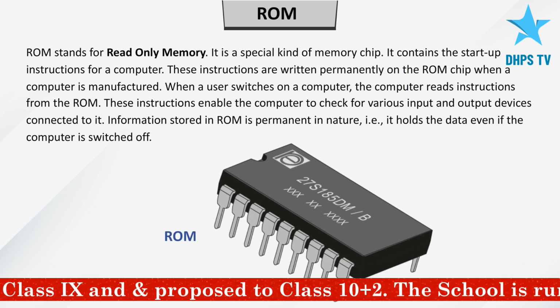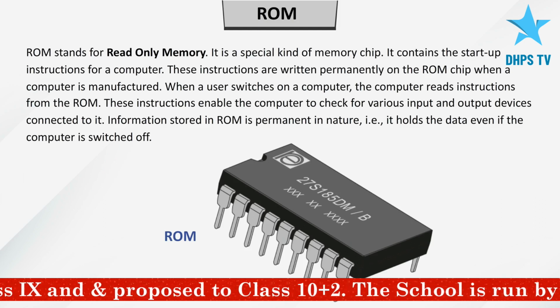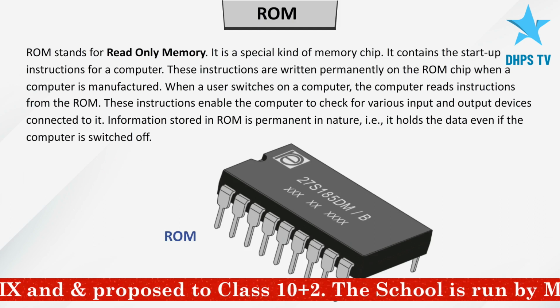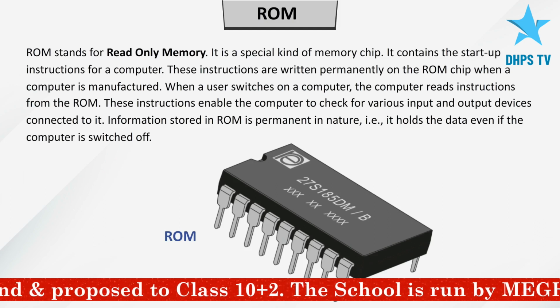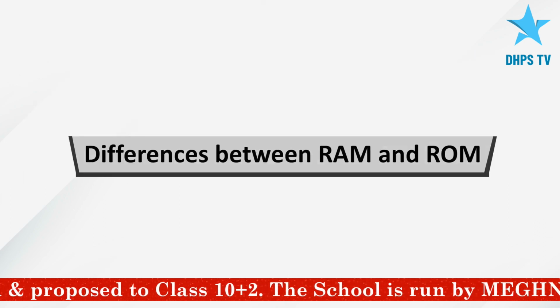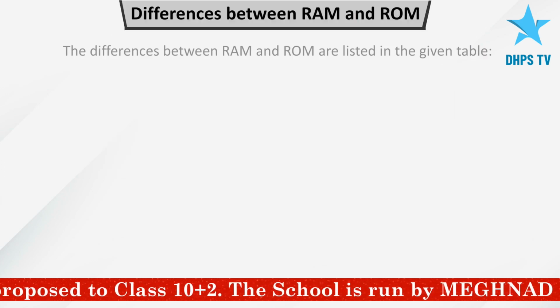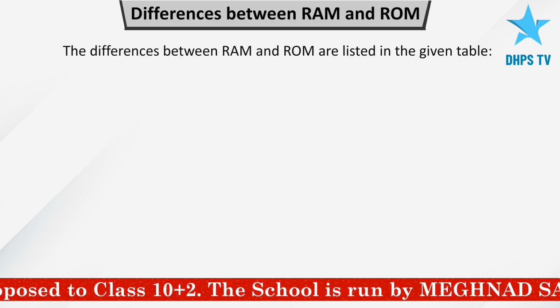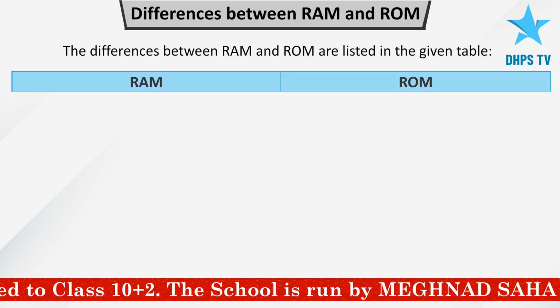connected to it. Information stored in ROM is permanent in nature. That is, it holds the data even if the computer is switched off. Differences between RAM and ROM. The differences between RAM and ROM are listed in the given table.